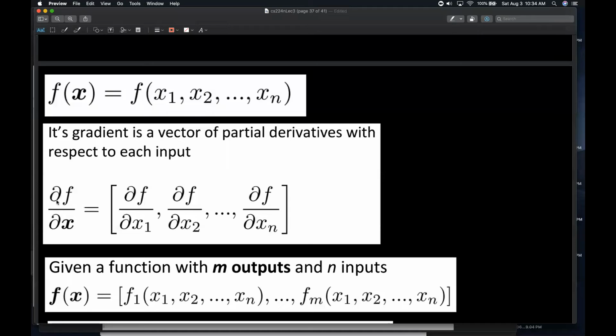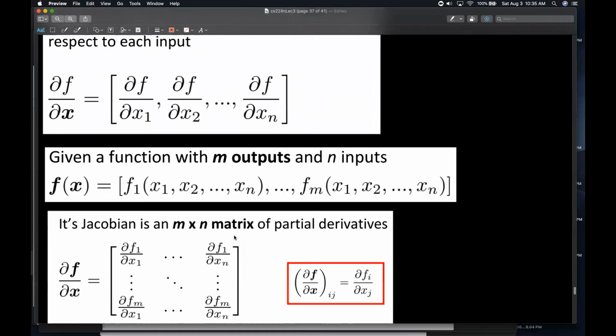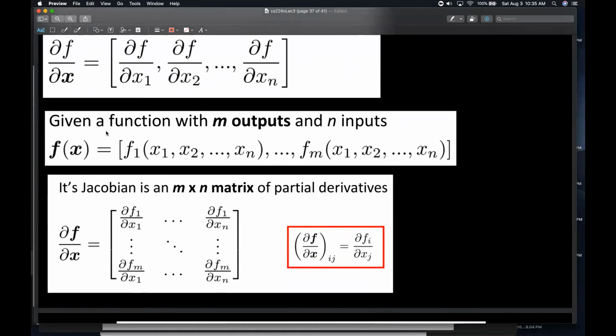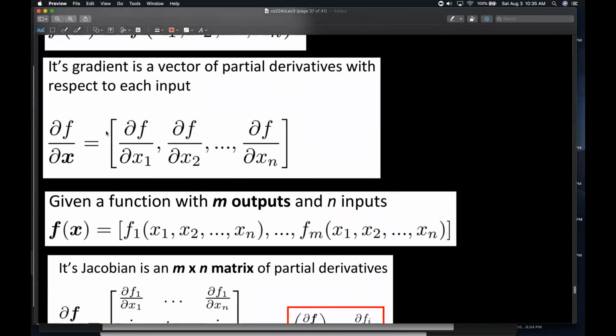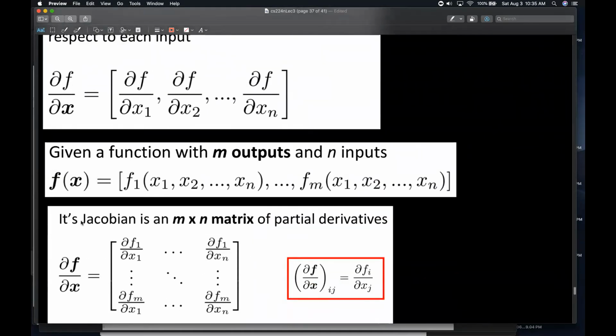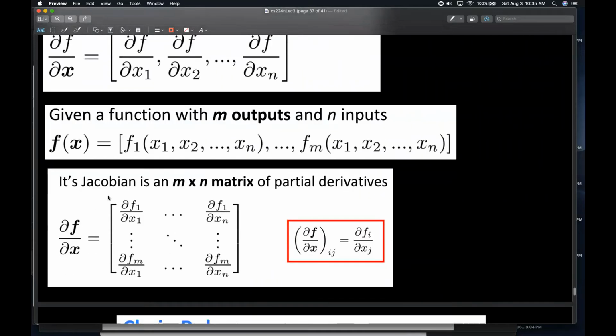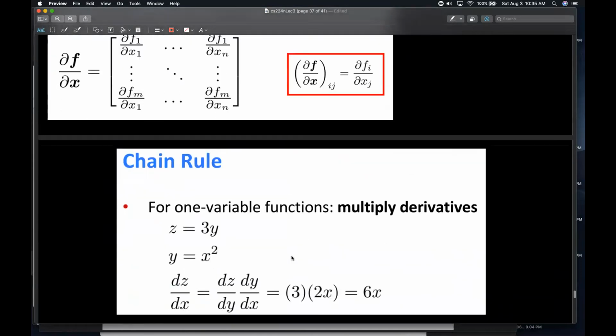Though the symbol is different, this becomes dou f by dou x. This is nothing but taking the derivative of f with respect to x1, f with respect to x2, and so on and so forth, and you'll get a vector of these. So you have all these terms: gradients, derivatives, partial derivatives. Then there is something called Jacobians. A Jacobian is again like a partial derivative, but for a matrix. It's the same thing: you take the derivative of f with respect to each of these inputs. So that's what you get here.